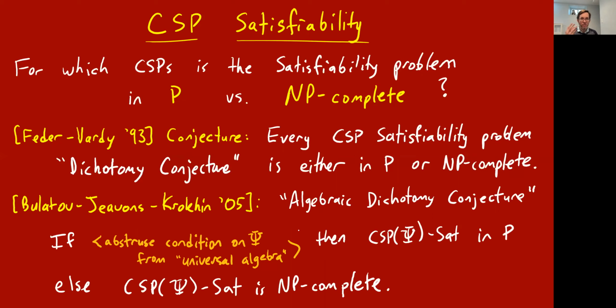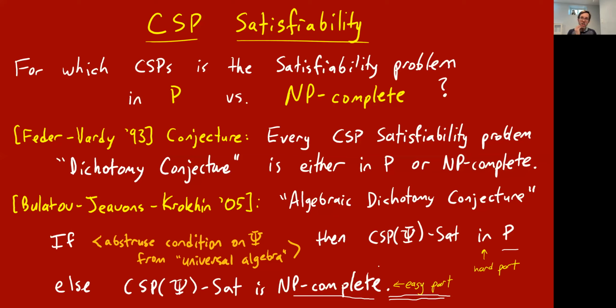They basically gave you some abstruse algebraic condition such that if it was satisfied, they conjectured that this CSP satisfiability problem is in P. And if it's not satisfied, they conjectured that it's NP complete. And actually, strangely, this part of the conjecture was the easy part that was known for sure. If your CSP doesn't have this property, it was provably NP complete. What was missing was the hard part, that these CSPs that do have this property are in P.